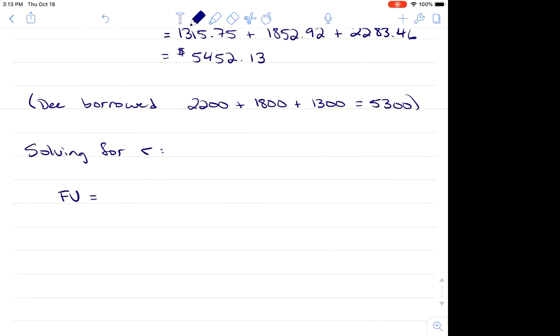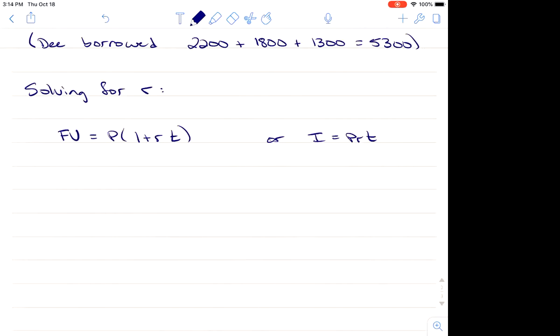The future value is P times (1 + RT), right? Or if we're dealing with simple interest, in our formula sheet, we have I = PRT, so R shows up there as well. Depending on the information that we have, we can solve for R either way. We just use the formula that makes it easiest. So I = PRT. Let's do this future value one, which is the most likely one that you'll use.